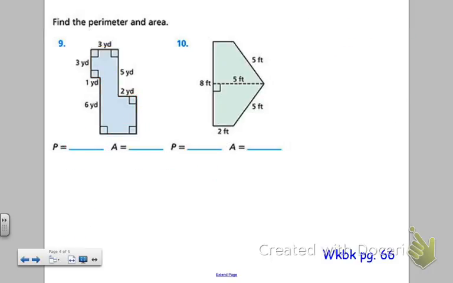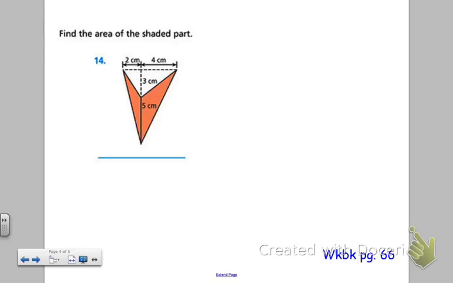In addition to finding the area of complex figures, you may also see problems where you have to find the area of the shaded part of a certain figure. And if you look carefully here in number 14, you can see that we actually have 2 different triangles. We have a little triangle that's white right here, but then we also have this big triangle that includes the white one and the orange section as well.